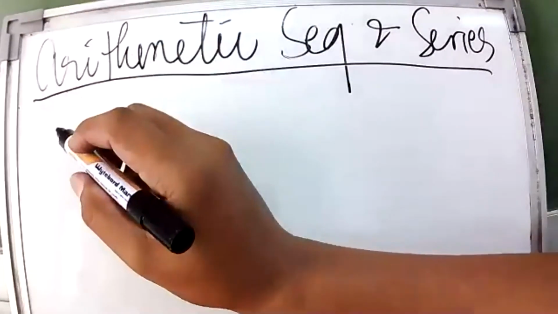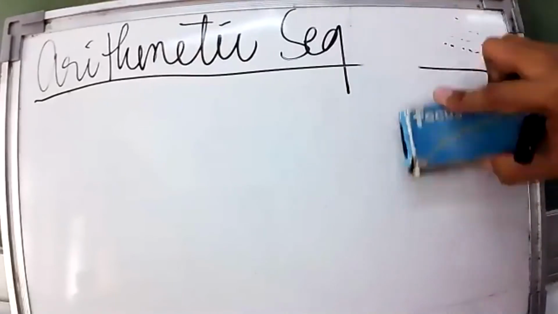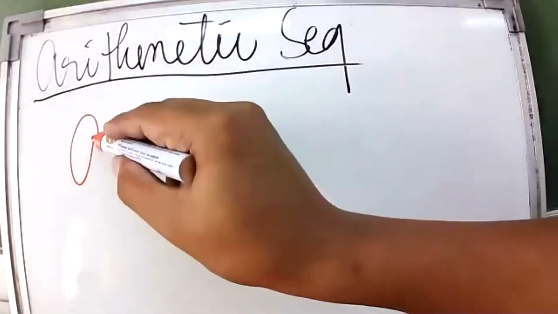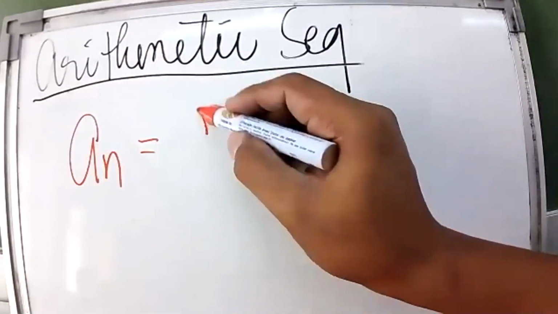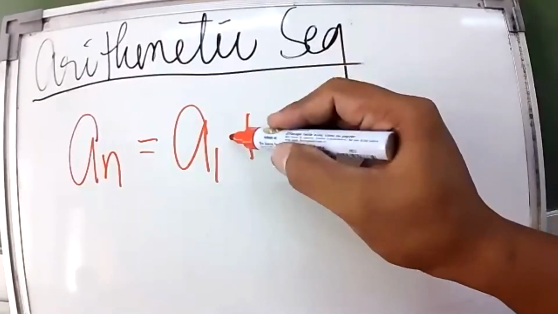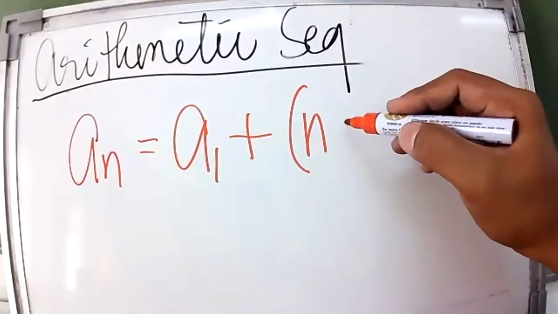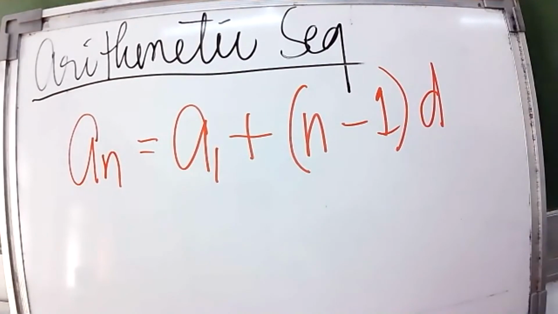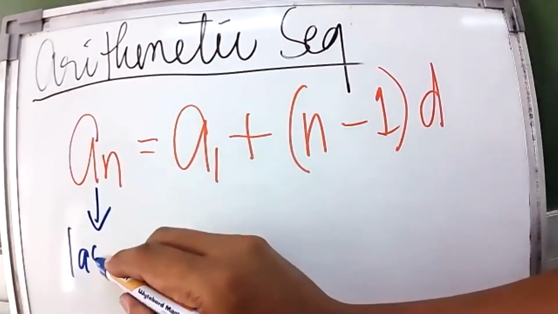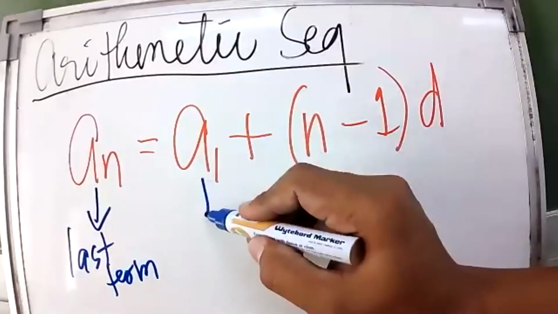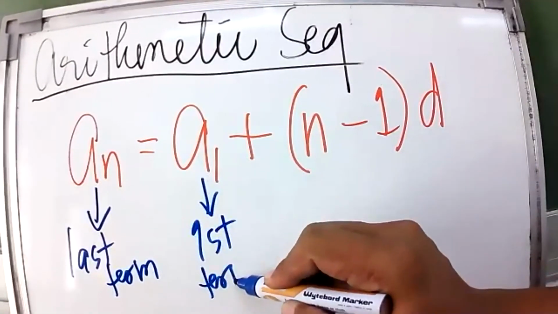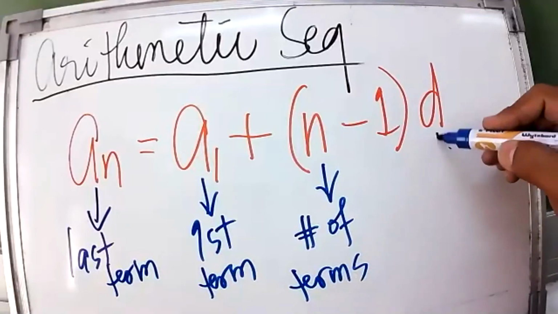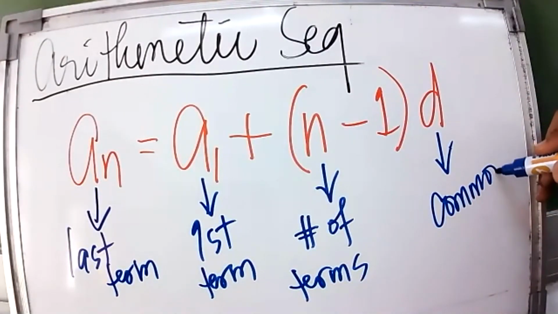Okay. For arithmetic sequence, this is our formula. Everybody listen. The formula is a sub n is equal to a sub 1 plus the quantity of n minus 1 times d, where this is the last term, this is the first term, this is the number of terms, and this is the common difference.